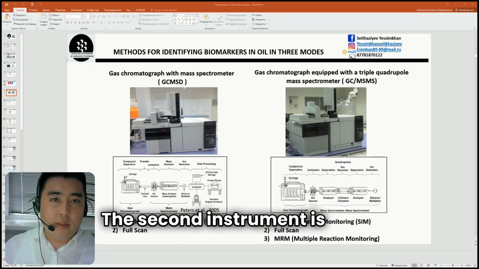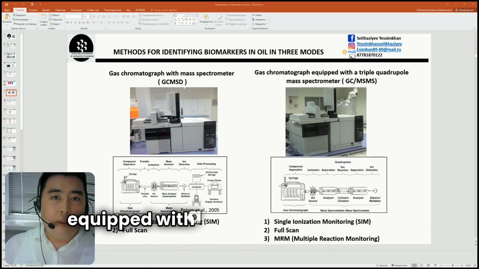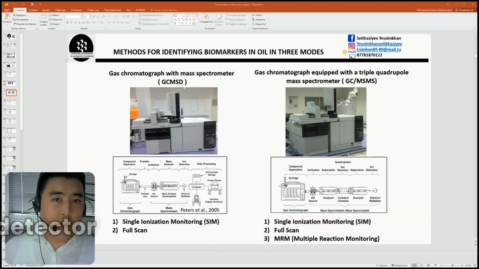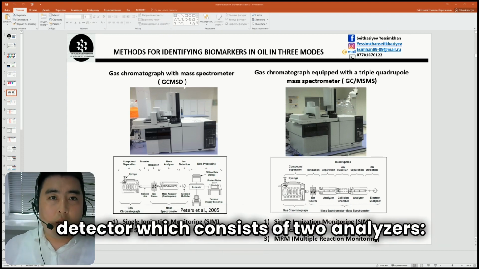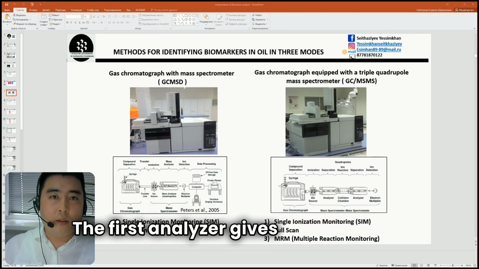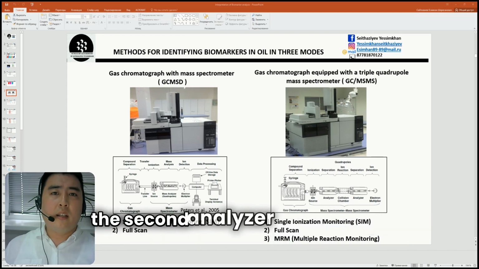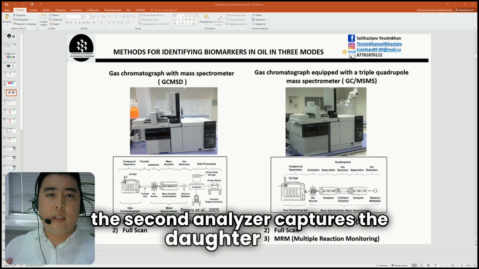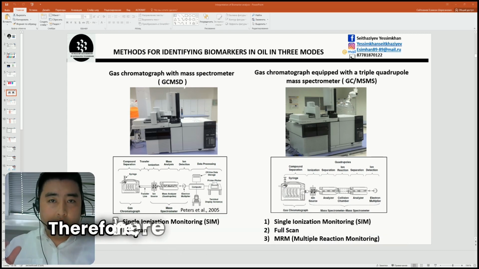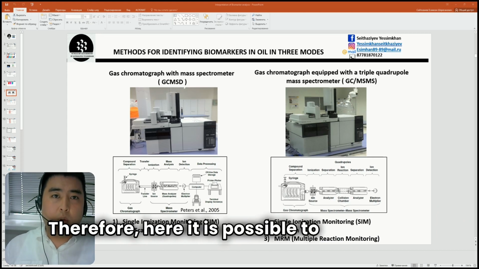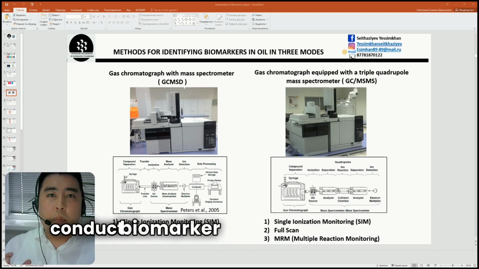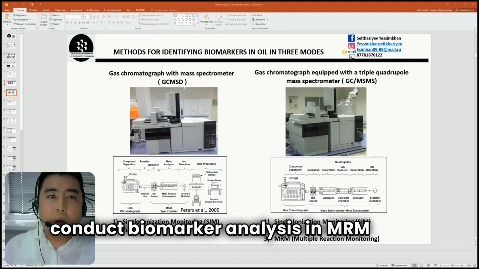The second instrument is a gas chromatograph equipped with a triple quadrupole mass selective detector, which consists of two analyzers. The first analyzer gives the parent ion, the second analyzer captures the daughter ions. Therefore, here it is possible to additionally conduct biomarker analysis in MRM mode.